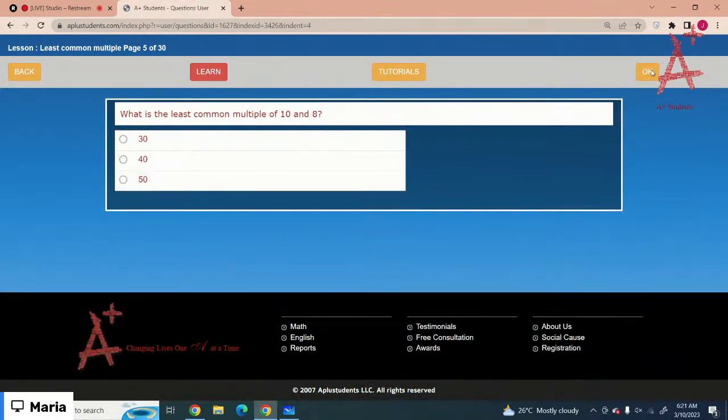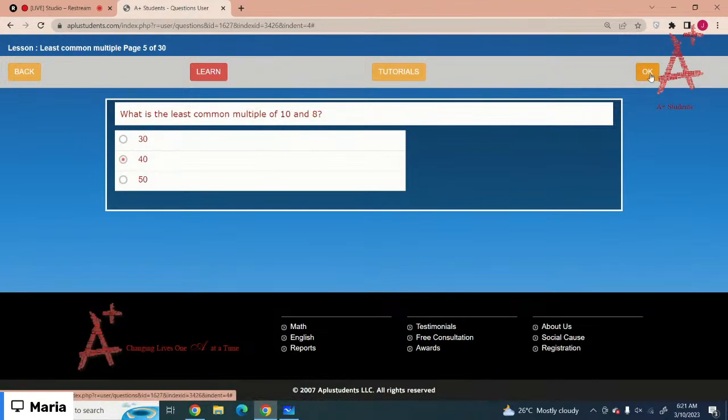The next one is, what is the least common multiple of 10 and 8? Which is the correct option? Which is the least common multiple of 10 and 8? It is 40. Got it? Because 10 times 4 is 40 and 8 times 5 is 40. Very good. It is 40.